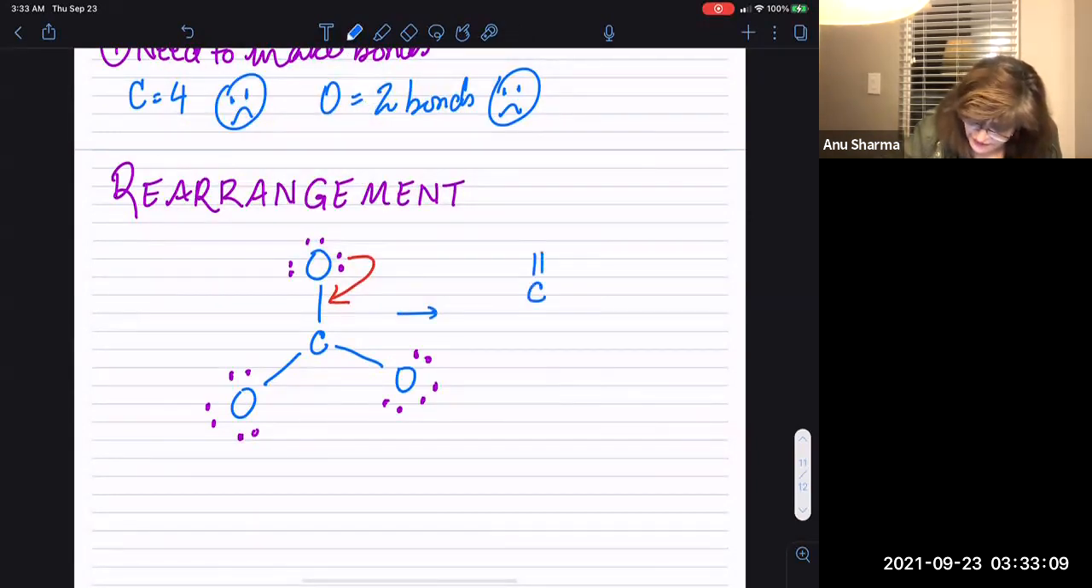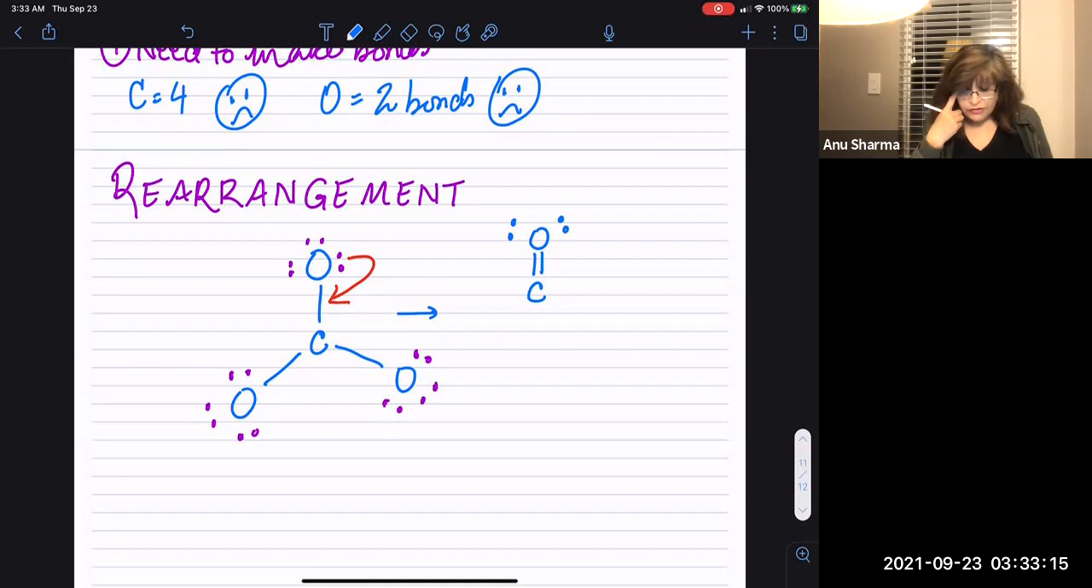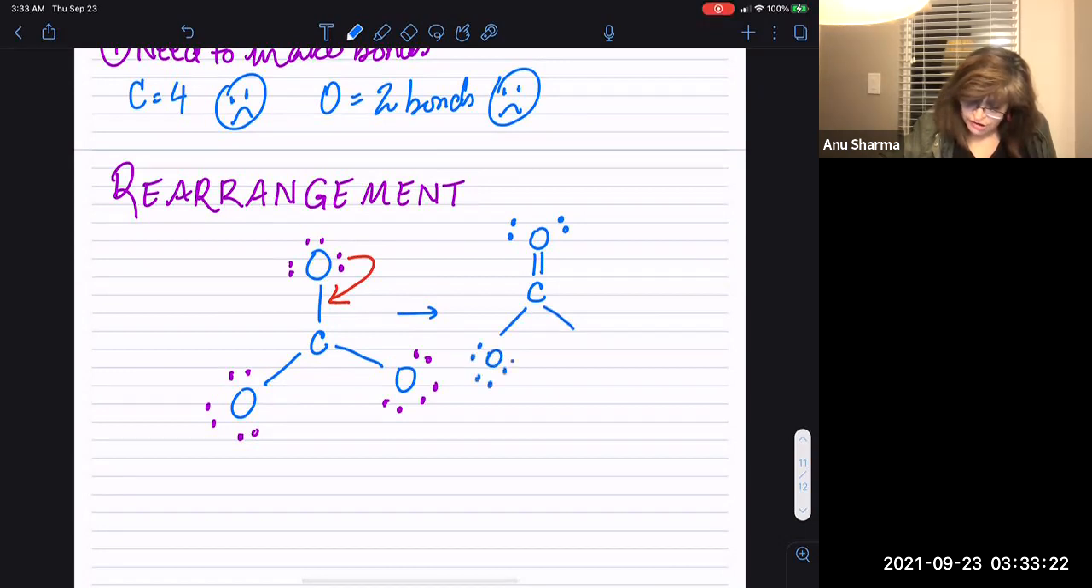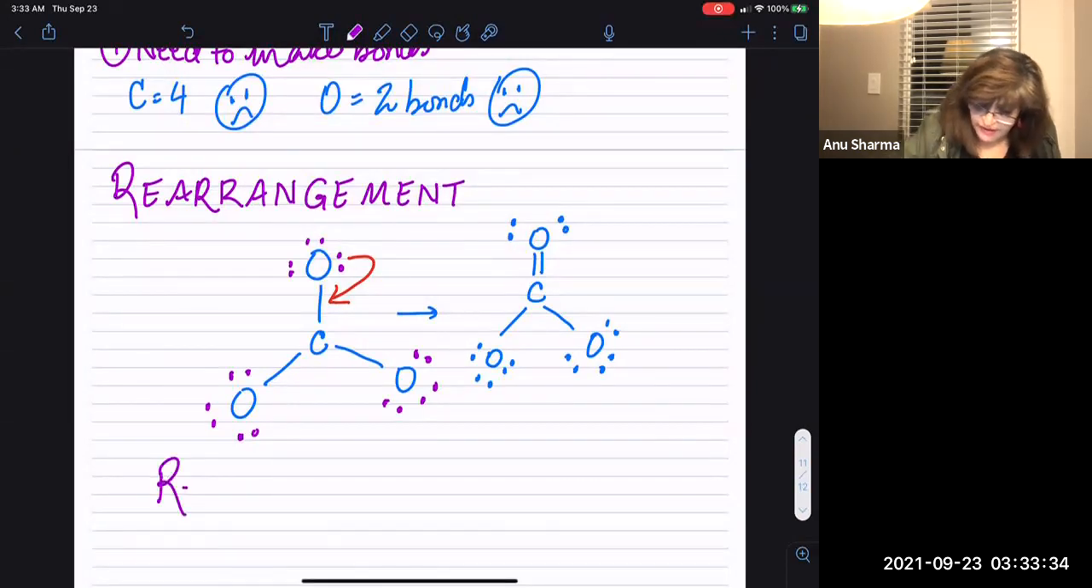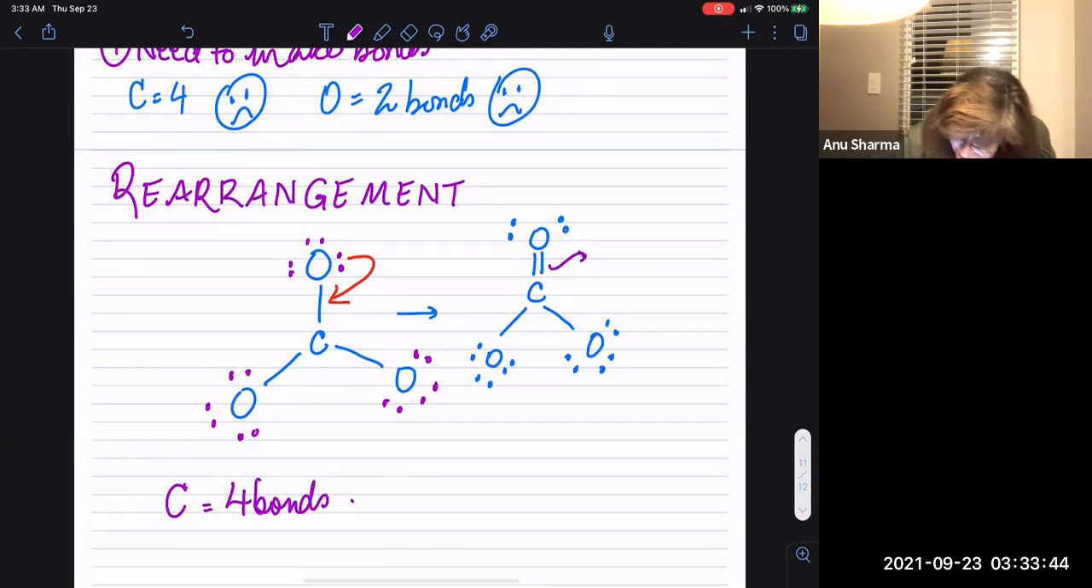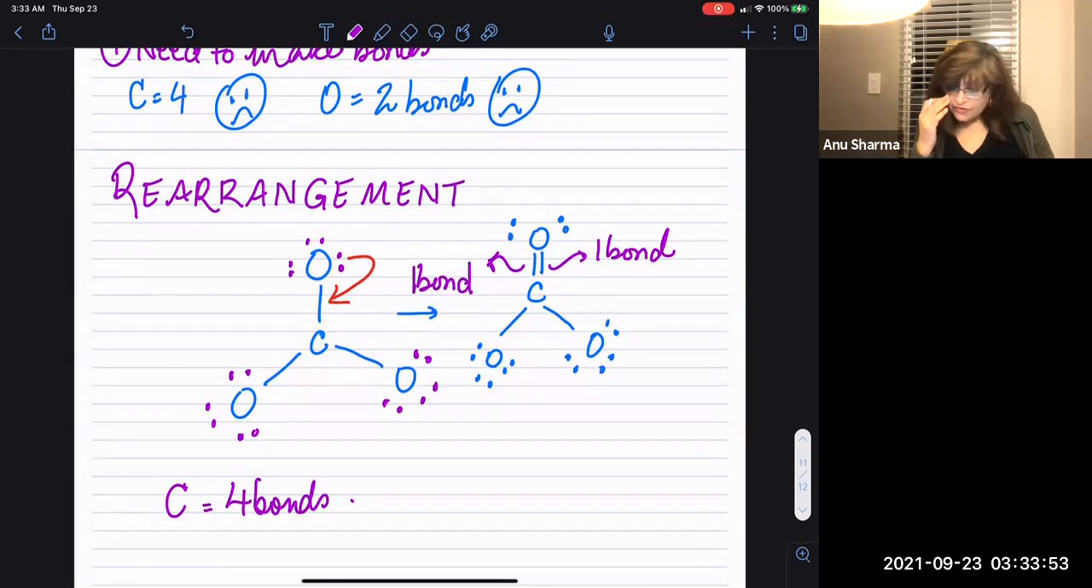This looks like this. Double bond, and these lone pairs spread out. You see, initially they were at 90 degrees. Now they're spread out. It's an even happier condition. And these two are waiting for their turns to share. They can only share one at a time. But in this rearrangement, carbon is making 4 bonds. So this is 1 bond, and this is 1 bond. Okay, so that's how it becomes a double bond.